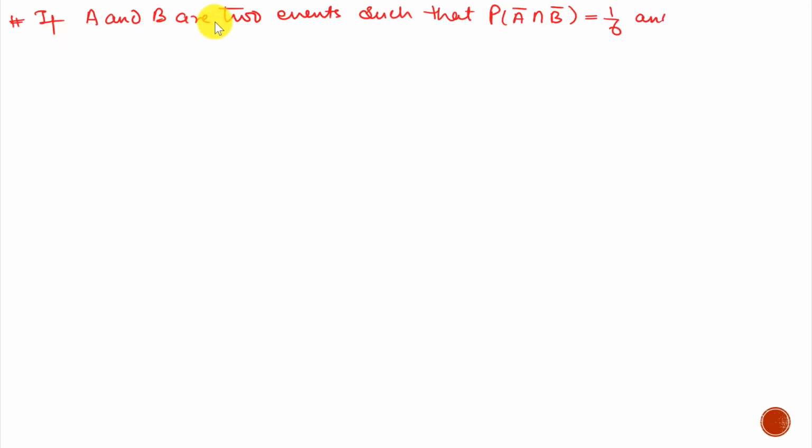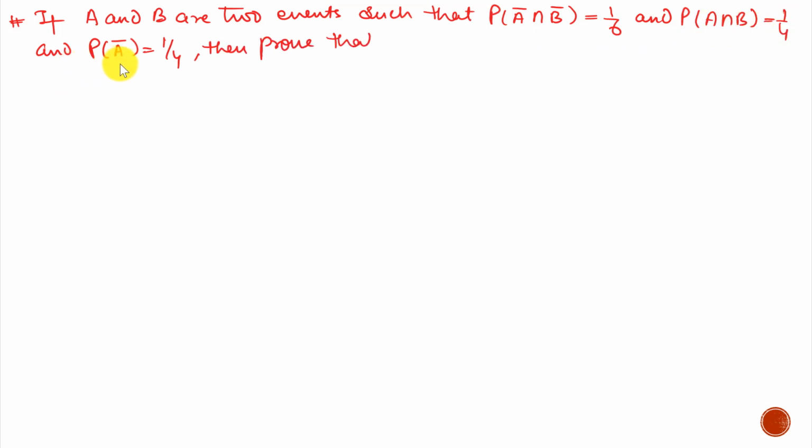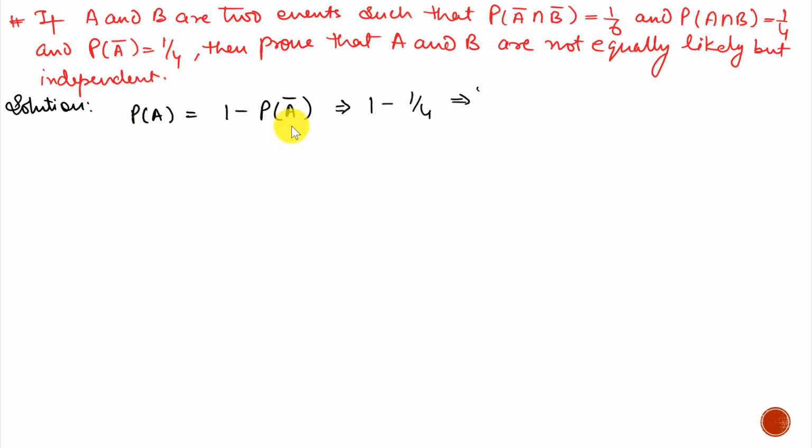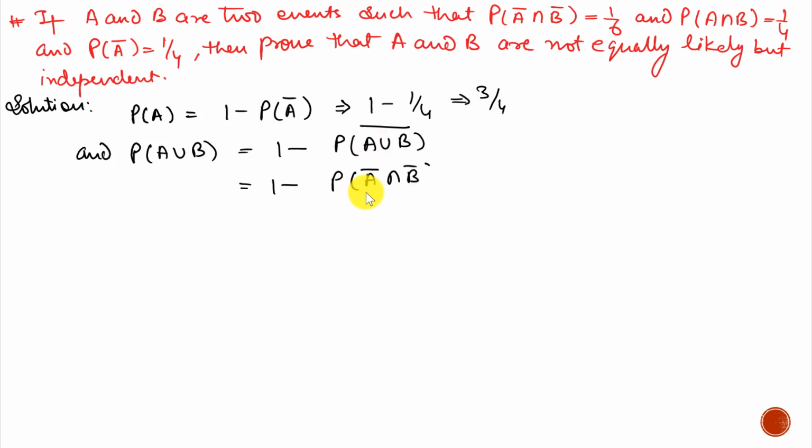Last example. If A and B are 2 events such that the probability of not A and not B is equal to 1 by 6, the probability of A and B is equal to 1 by 4, and the probability of not A is given as 1 by 4, prove that A and B are not equally likely events but independent. Probability of A is 1 minus probability of not A, which equals 1 minus 1 by 4, is 3 by 4. And probability of A union B is 1 minus probability of not A and not B, and after simplification we get the answer 5 by 6.